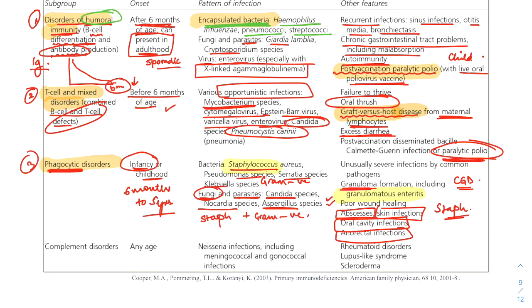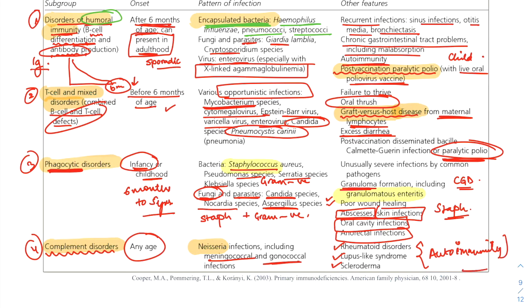Alright, so the next entity we'll discuss is the complement disorders. The complement disorders can present at any age, and these patients usually develop meningococcal or gonococcal infections. That is, they have a tendency of developing infections with Neisseria. Patients with complement deficiencies usually have associated rheumatoid disorders or lupus-like syndrome, or disorders like scleroderma. That is, autoimmune diseases are usually associated with patients of complement disorders.